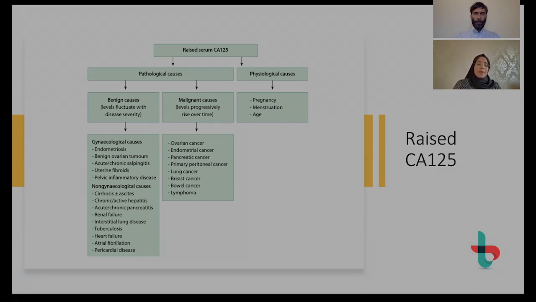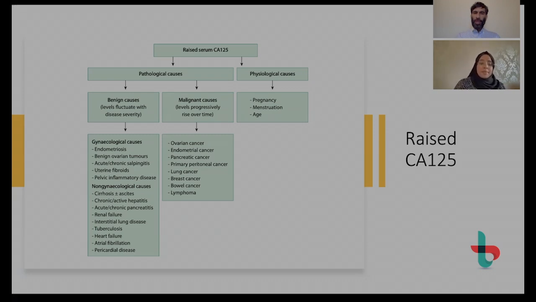Specifically, when we talk about benign causes, we'll look into the gynecological causes. So a lot of these gynecological conditions that are listed in the diagram, they cause a lot of inflammation, and we will later on explain how inflammation plays an important role in the rise of CA125.